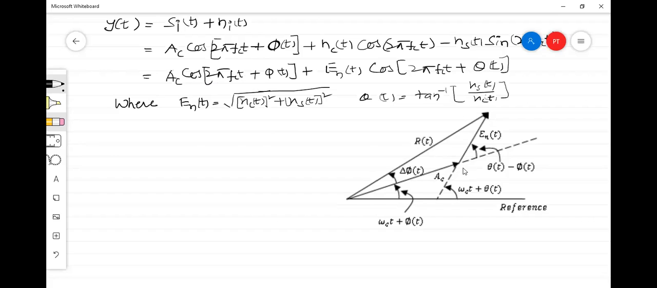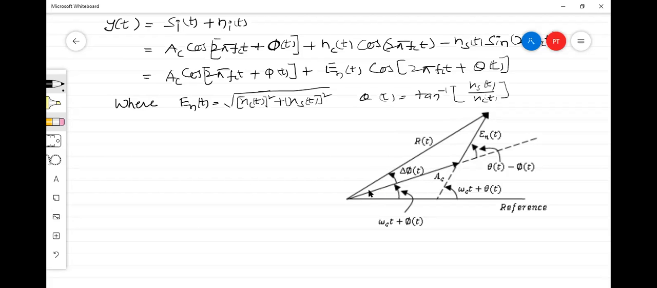Similarly, this is a rotating phasor corresponding to noise. This is added to the tip of the FM phasor, because we need to add these two vectorially, isn't it? When you're adding two phasors, we need to add them by using vector notation. So when noise is added to this FM carrier, we'll have a diagram like this.